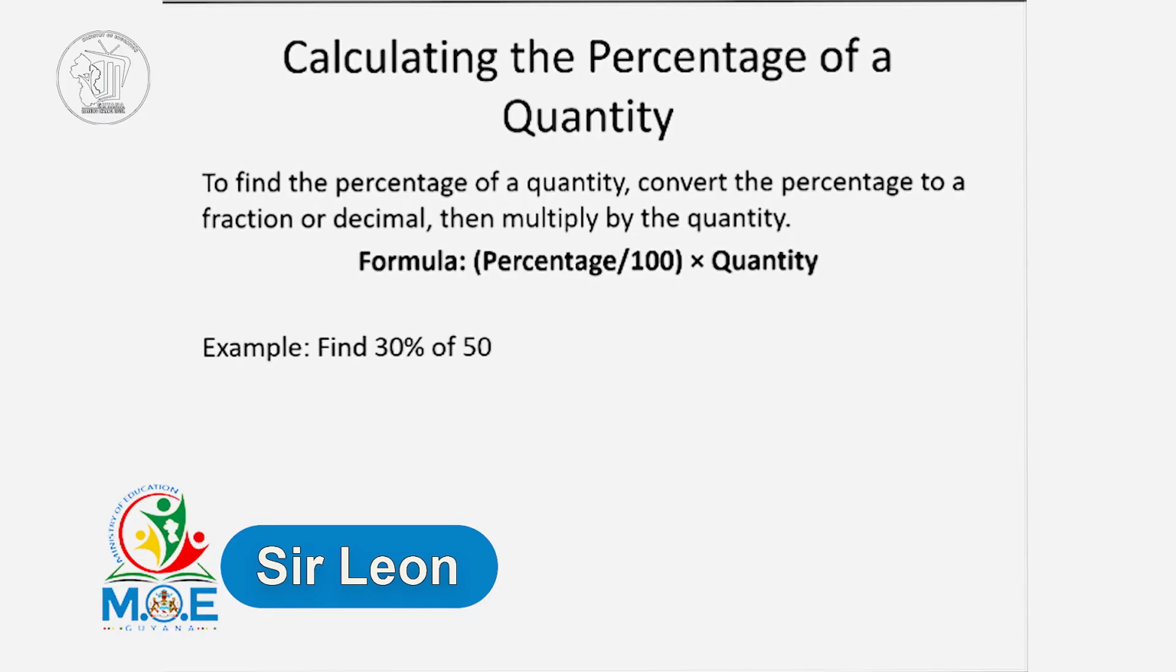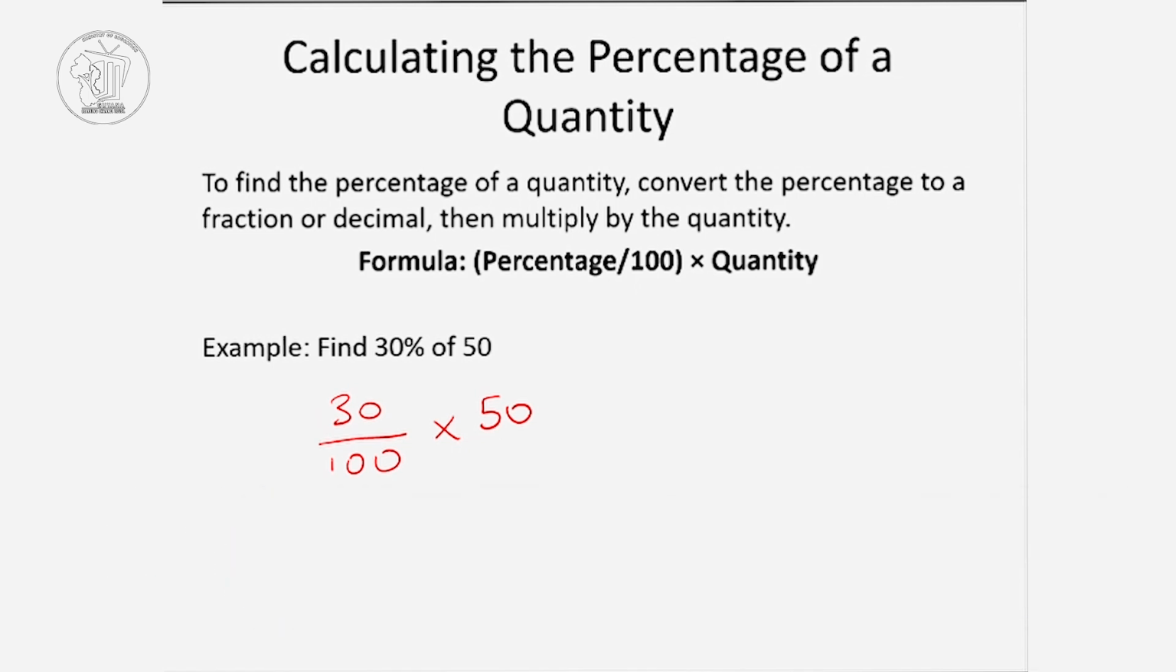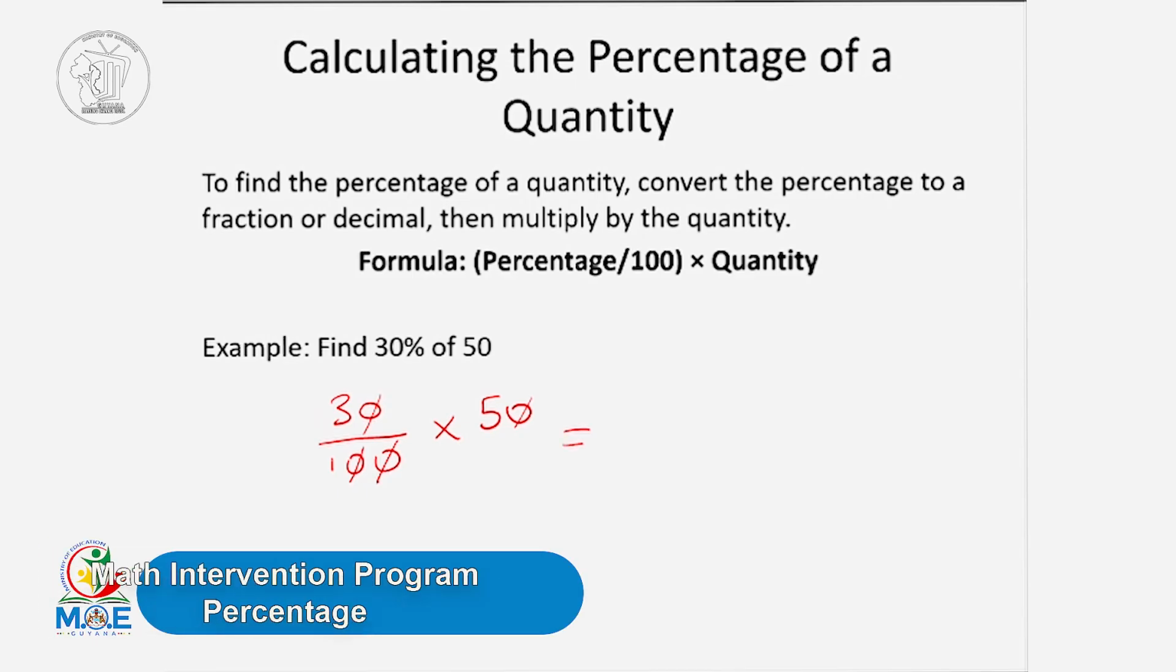So 30% of 50, we know 30% would simply be 30 over 100, and of 50 we multiply that by 50. So we can do some simplification, or we can simply divide 30 by 100 and then multiply by 50, but I like to do the simplification way. So this 0 cancels out with that 0, this 0 cancels out with that 0. So we're now left with 3 multiplied by 5 will give me 15. So 30% of 50 is equal to 15. As easy as that.